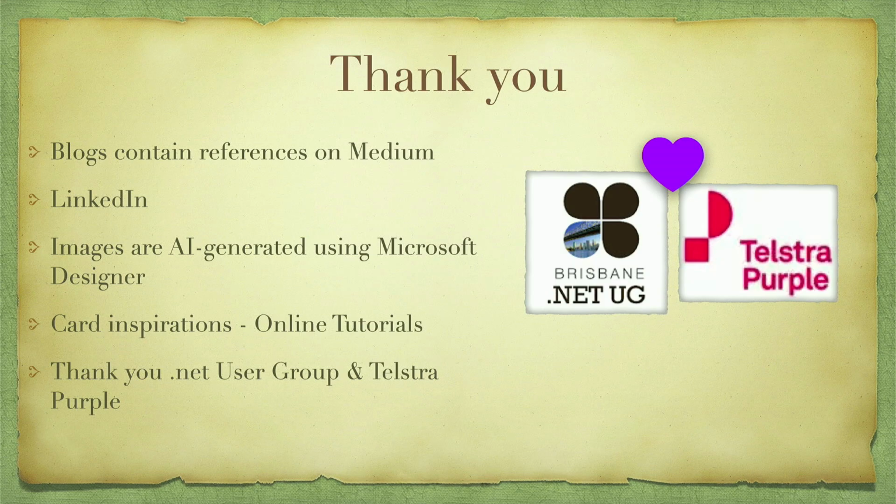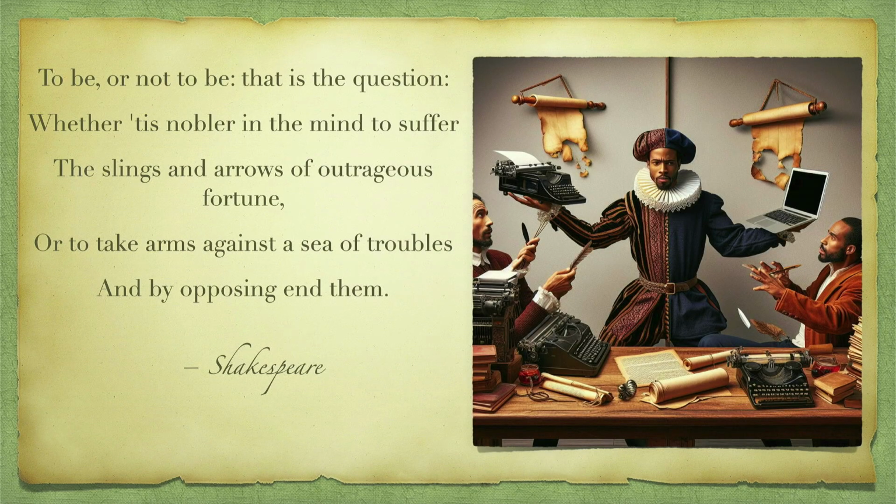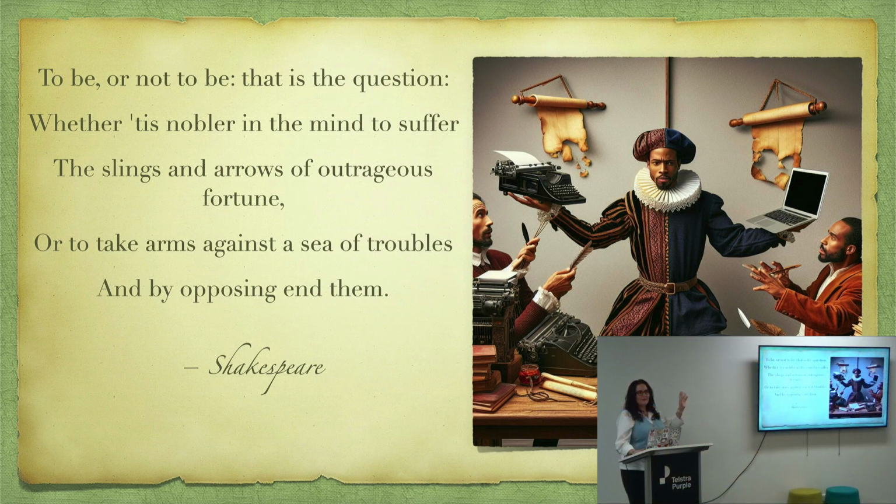So I want to leave you with this quote. Almost done. But wait, there's more. With everything I shared with you tonight, there's a Shakespeare quote I thought will end this well for us. To be or not to be, that's the question. Whether it's nobler in the mind to suffer the slings and arrows of outrageous fortune, or take arms against a sea of trouble and by opposing end them. There we go. Thank you.